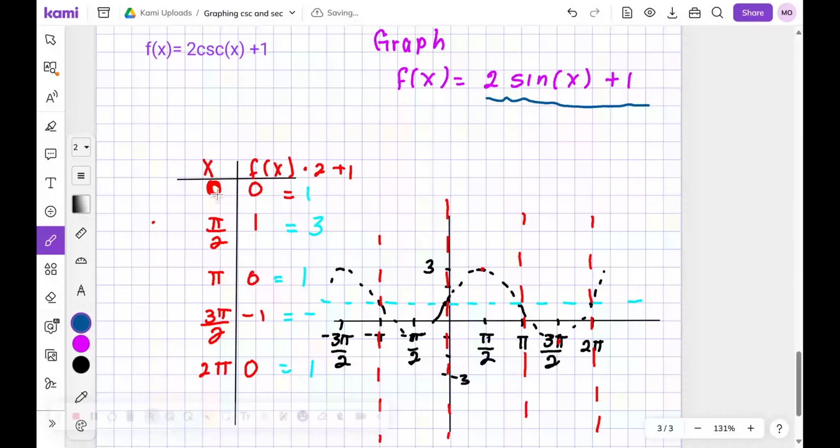So sine of 0 is 0, pi over 2 is 1, pi is 0, 3 pi over 2 is negative 1, and 2 pi is 0. So if you multiply times 2 and add the 1, these are the transformations already. So I already graphed my sine, and this is my midline. My midline is y equals 1.